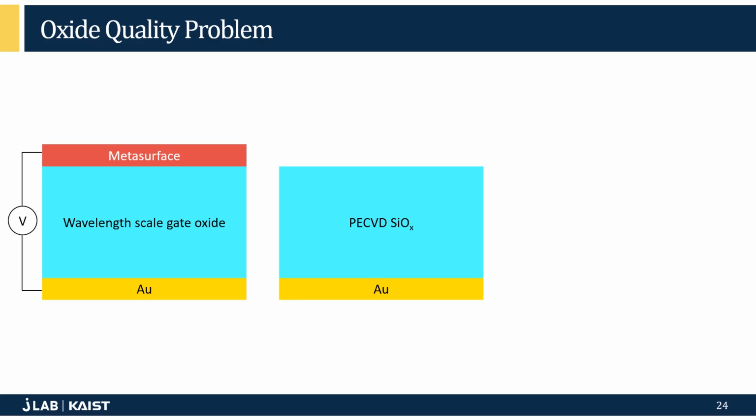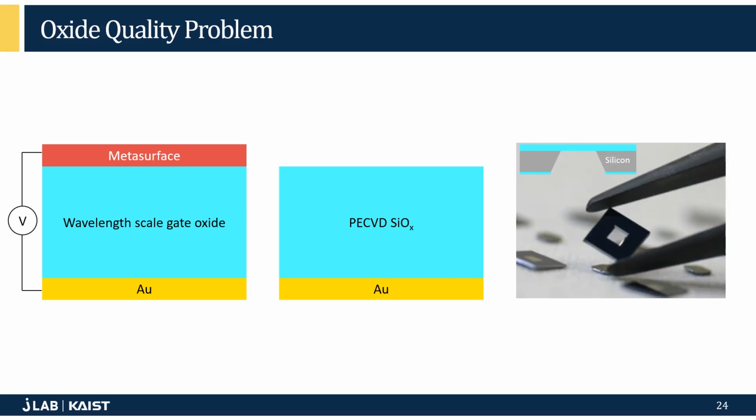To solve this problem, we tried to use a membrane. This membrane is created by the LPCVD process, so it is better quality than PECVD oxide. We also tried to create such a large-area membrane, millimeter scale, but it was not easy. So in actual fabrication, we use a commercial product provided by Norcada. They provide a really good, excellent membrane.